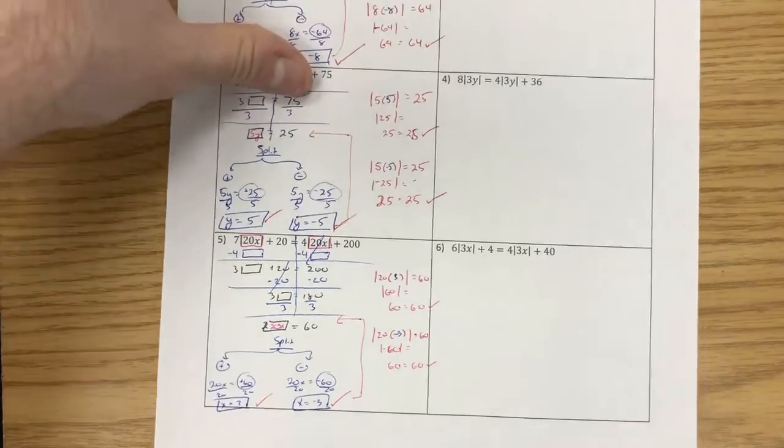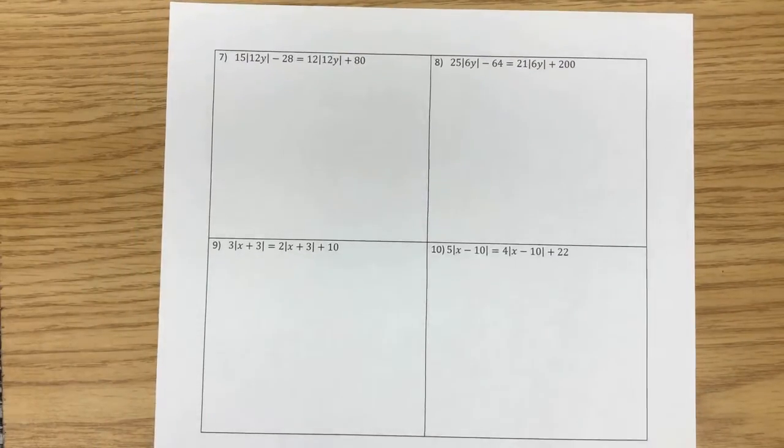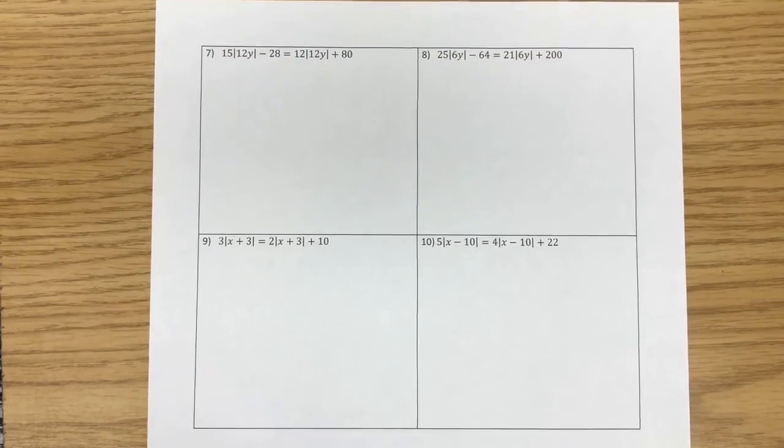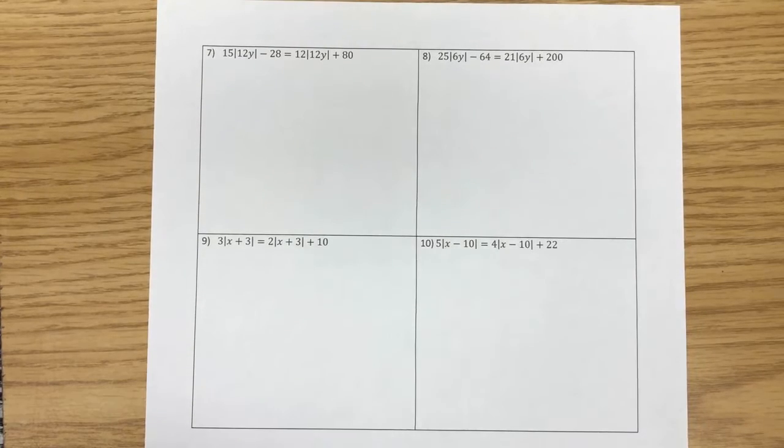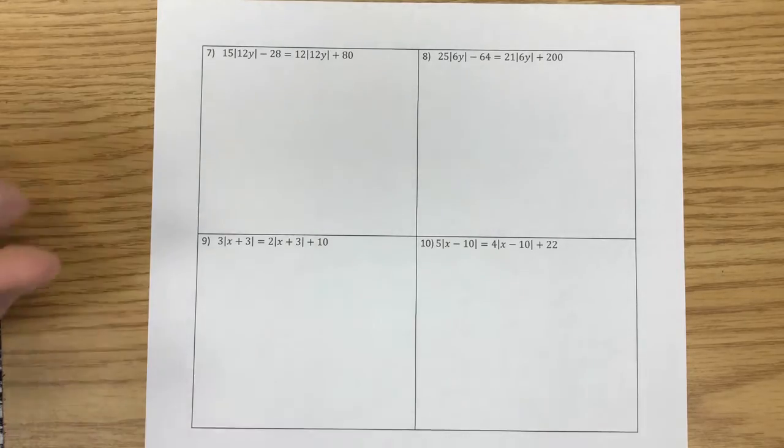So what I want you to try to do today is I want you to try to do this on your own. So I'm going to pause the video, give number 7 and number 9 a shot. When you're done, resume the video and see how it went. Okay, so let's see how it went.